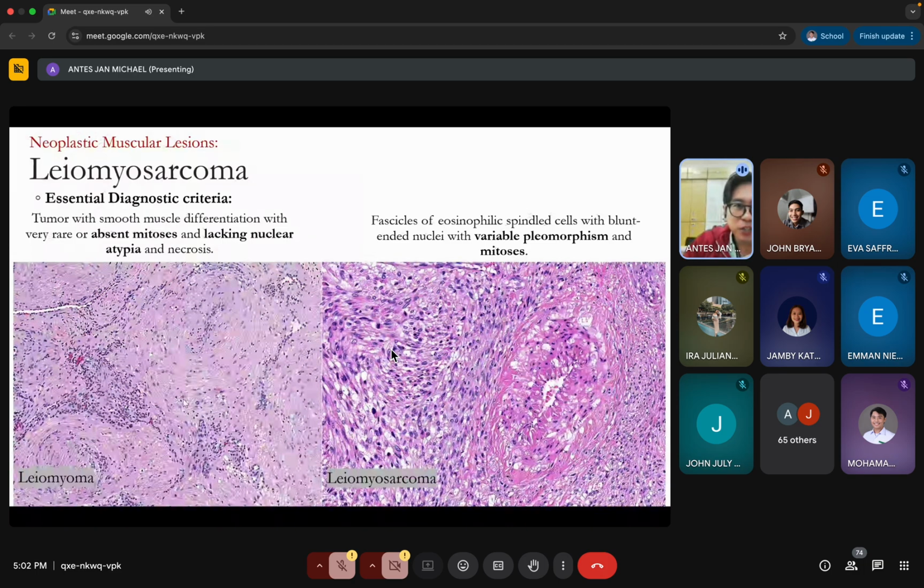So here, in these two sections, what you will see are some blood vessels. Okay, this area here. This first slide is the angioleiomyoma. The second one is the leiomyosarcoma.